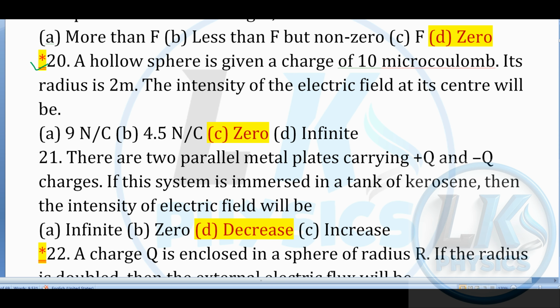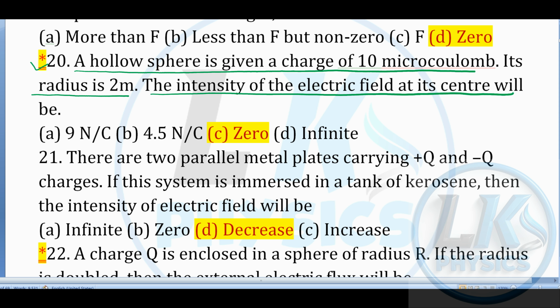Next question, question number 20. A hollow sphere is given a charge of 10 microcoulomb. Its radius is 2 meter. The intensity of electric field at its center will be. We know that the electric field inside a conductor is 0. So the answer is 0.